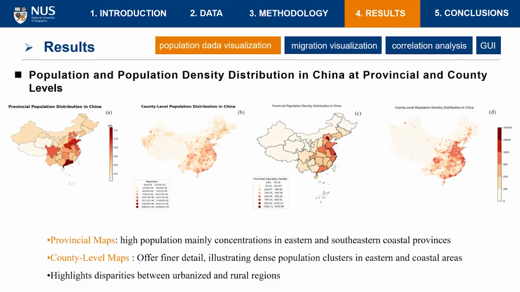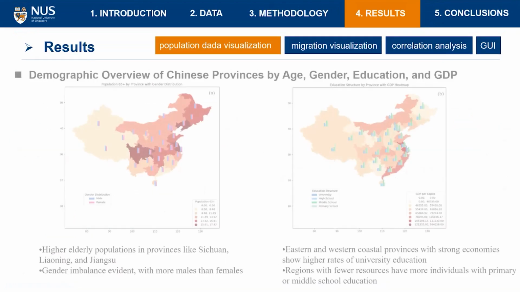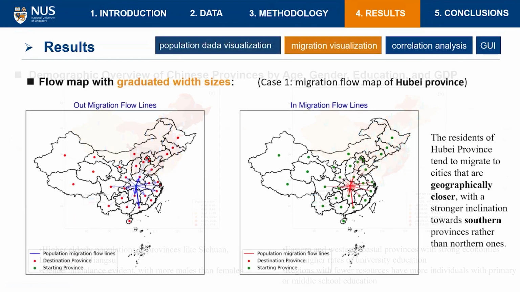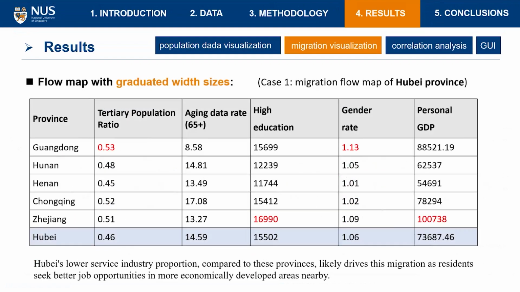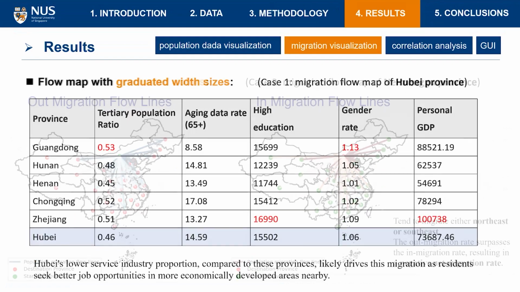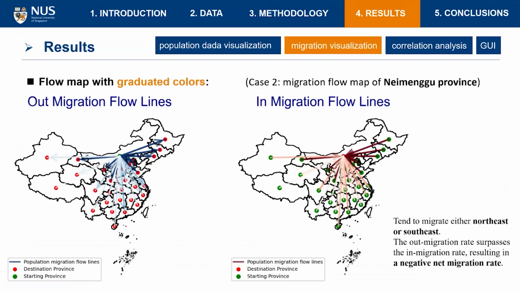Here are our results. In the initial stage, we created an overall population map to visualize the demographic distribution across China. And in the second part, we created the migration flow map with three sides representing the number of floating population. From the table, you can see the top 5 provinces that get migrants from Hubei province. In this map, the color depth of lines represents the number of migrants.